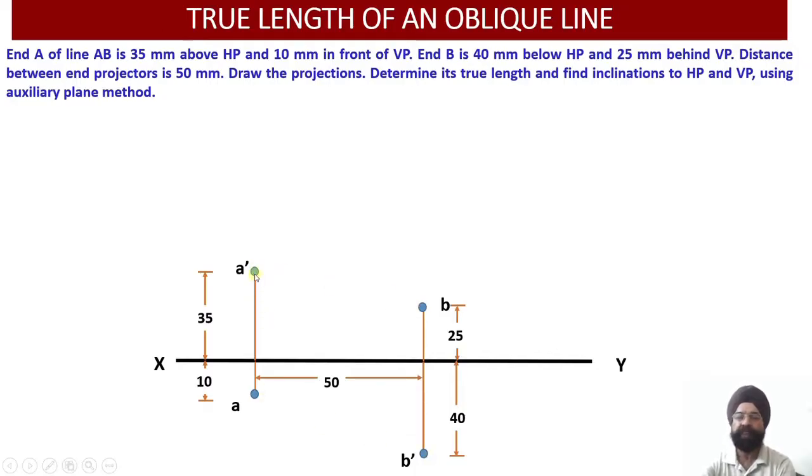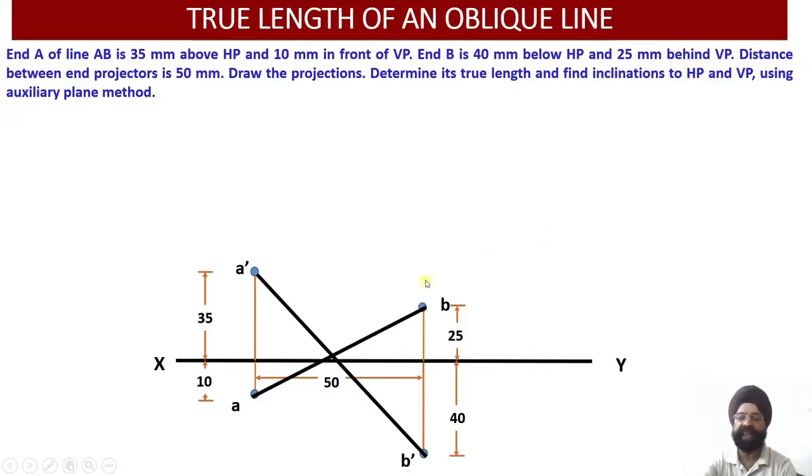No, in this case the first point lies in quadrant number 1, so elevation will lie above XY, plan will lie below the XY line, and the second point B, it lies in the third quadrant, so the front view will lie below the XY line and the top view will be lying above the XY line. So A dash and B dash we need to join. So this is my elevation projection line. Similarly, A and B, that is plan projection line, I need to join.